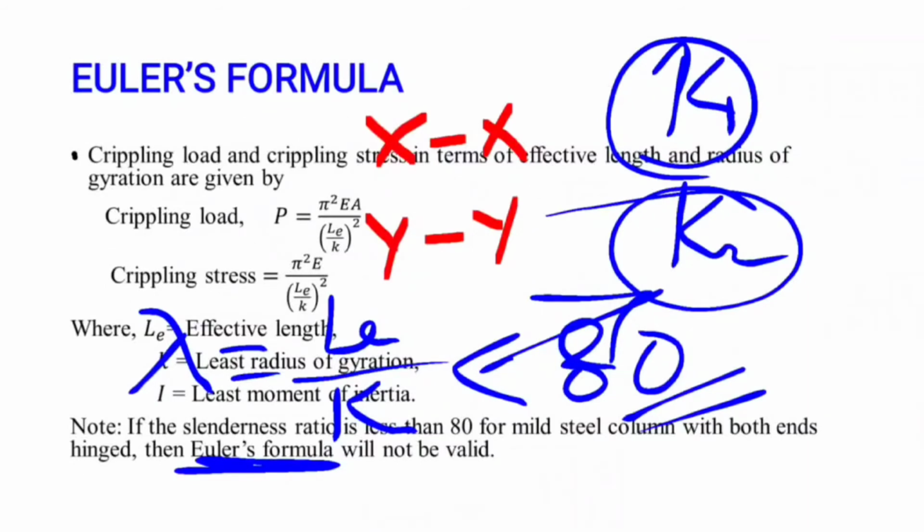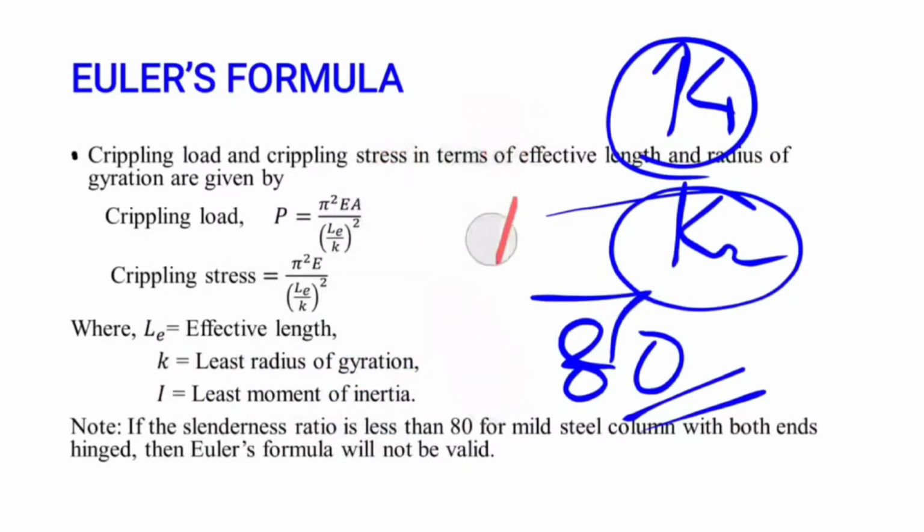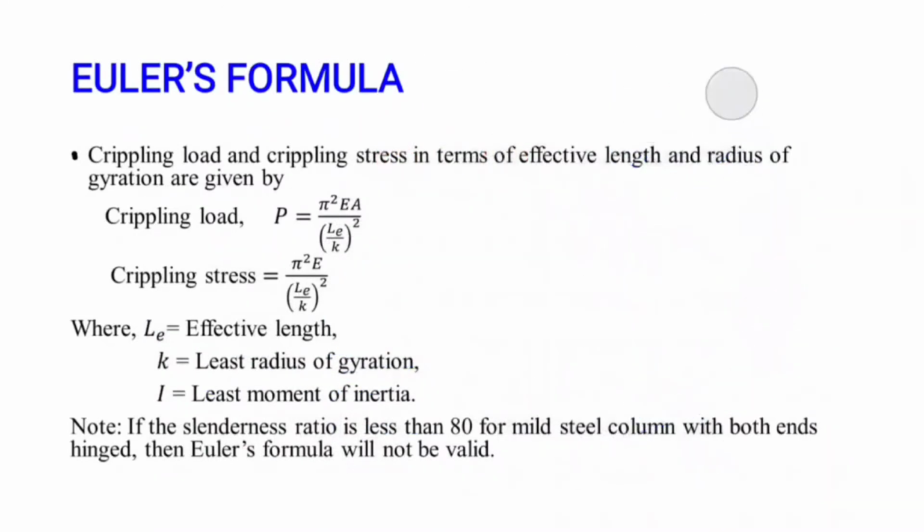For this drawback, Rankine gave a formula for crippling load. Actually, we have 5 methods to find crippling load. Those are Euler's formula, Rankine's formula, straight line method, Johnson's parabolic method, and the fifth one is the IS code method. In our syllabus, we have Euler's formula and Rankine's formula. That's why I discussed Euler's formula and Rankine's formula.